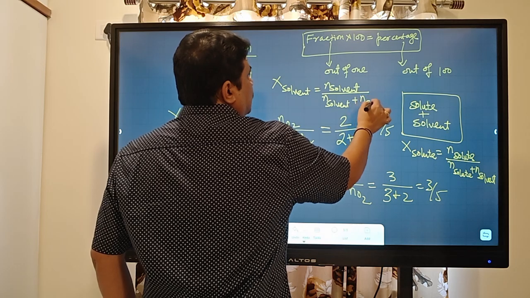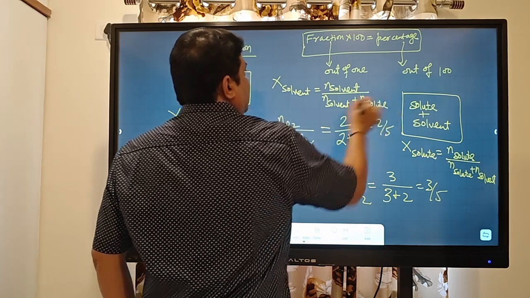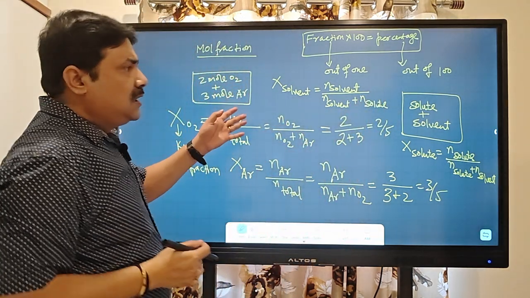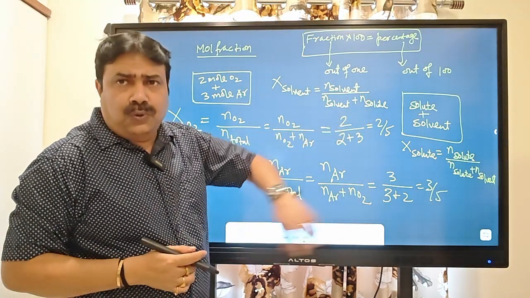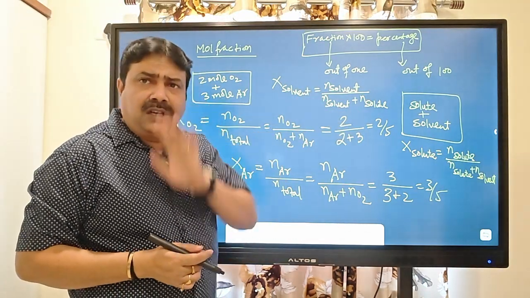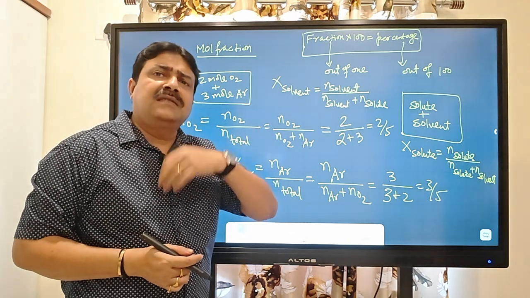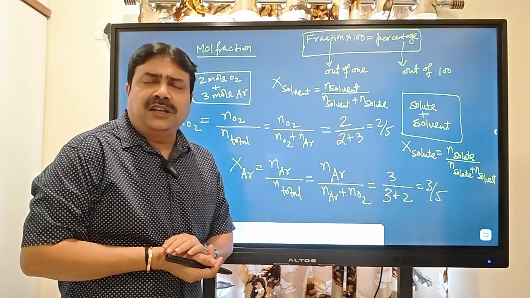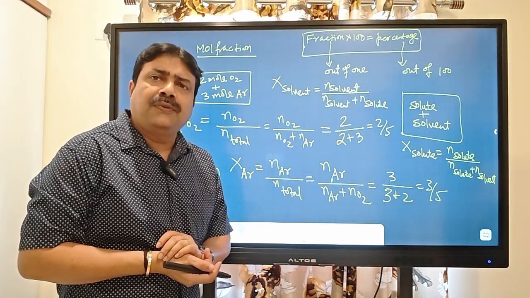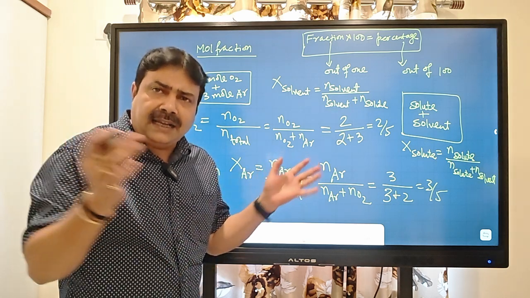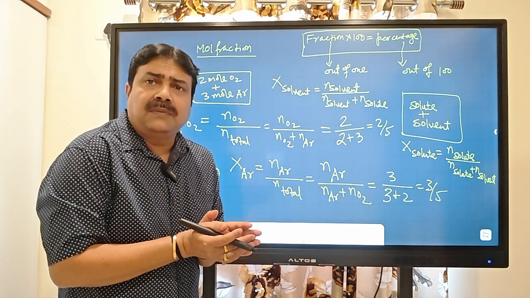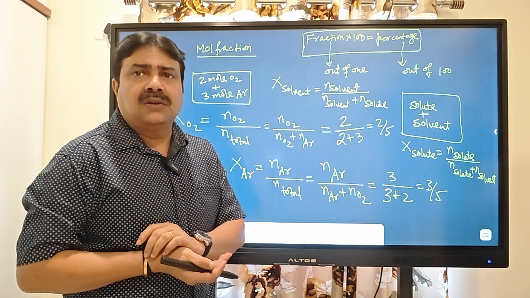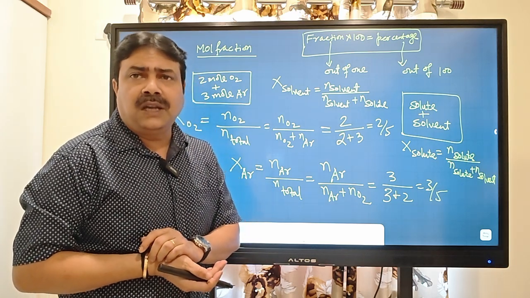So now, suppose there are 2 components, the summation of the fractions of the 2 components will always be equal to what? 1. If there are 3 components, if there are 4 components, if you add up the fractions of all the components present in that mixture, it will always give rise to what? The whole number, which is nothing but 1.